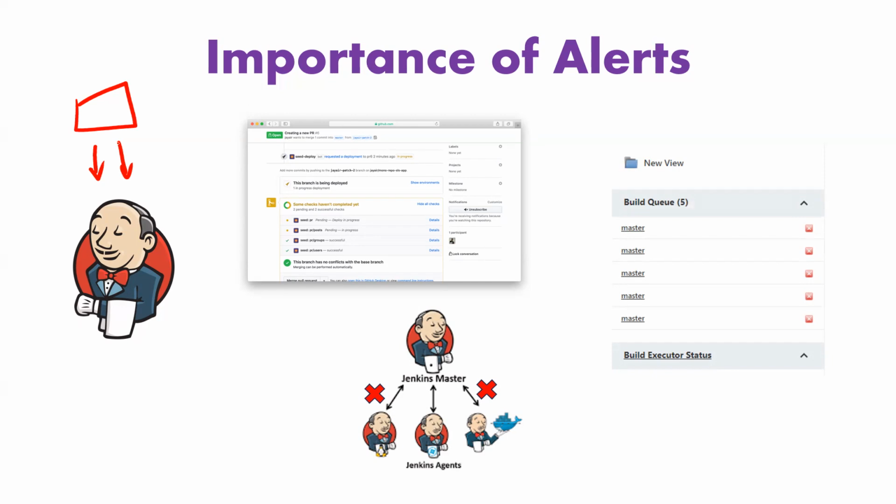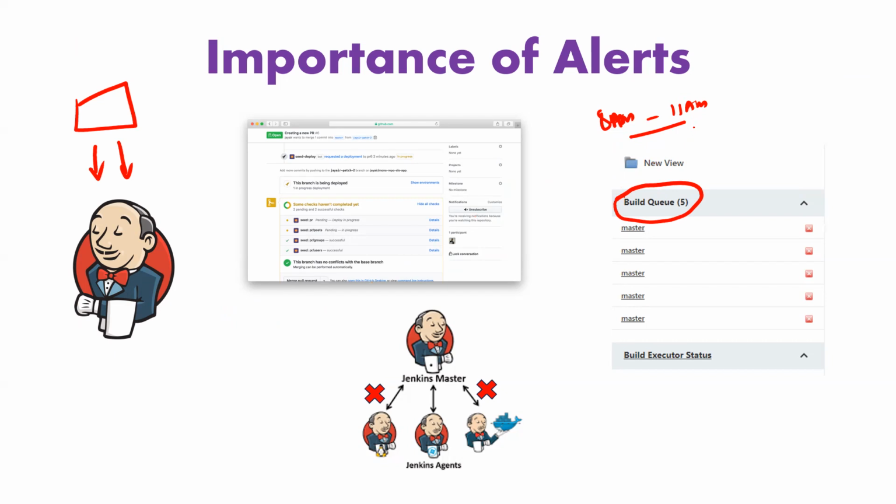And let's assume in this case, alerting is not enabled. This issue started around 8 a.m. As developers didn't get feedback, the developer community itself reported this issue to the DevOps team around 11 a.m. So within these 2 hours, a lot of jobs would have gone into the build queue, and the build queue would have piled up like anything.